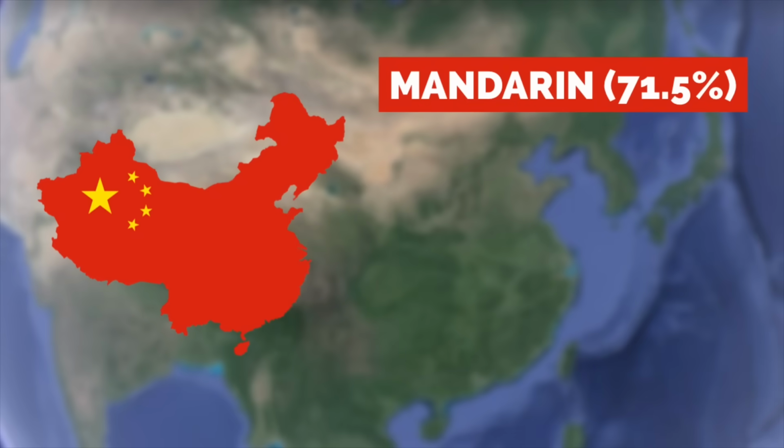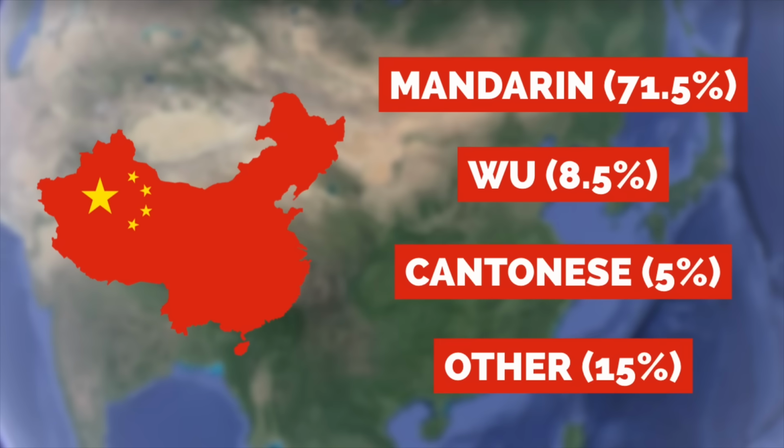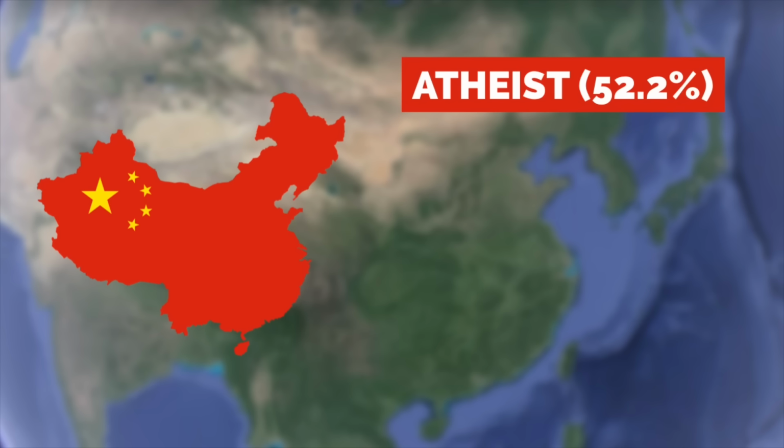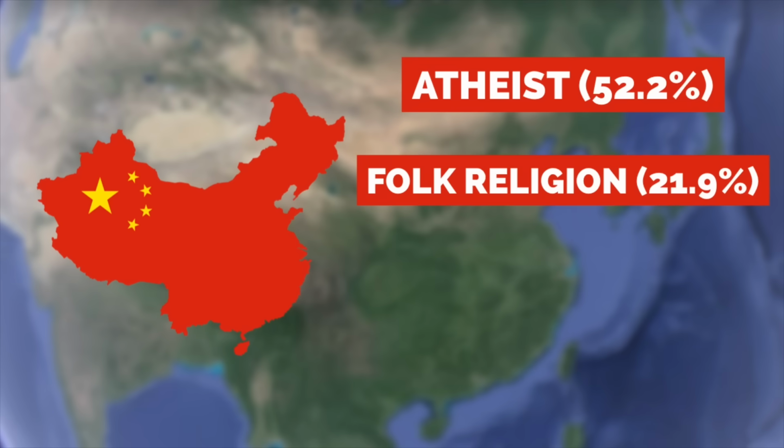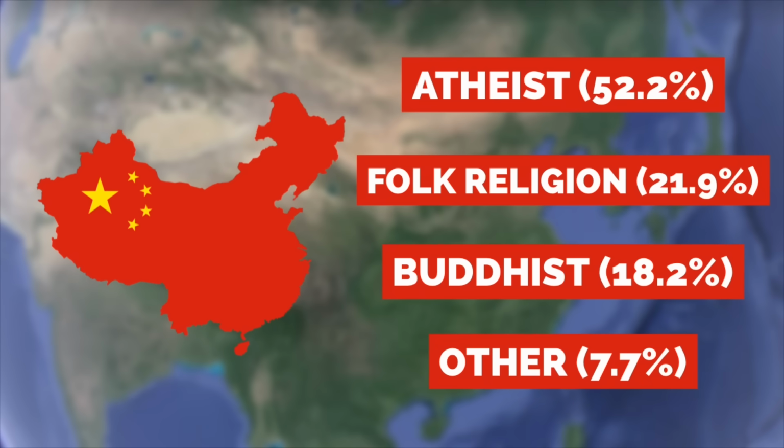In China, 71.5% of the population speak Mandarin, 8.5% of the population speaks Wu, 5% speak Cantonese, and 15% speak something else. In addition to this, 52.2% of the population are atheists, 21.9% of the population follow folk religions, 18.2% are Buddhists, and 7.7% practice something else.